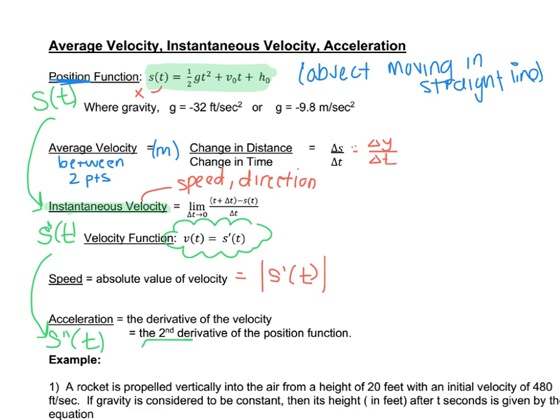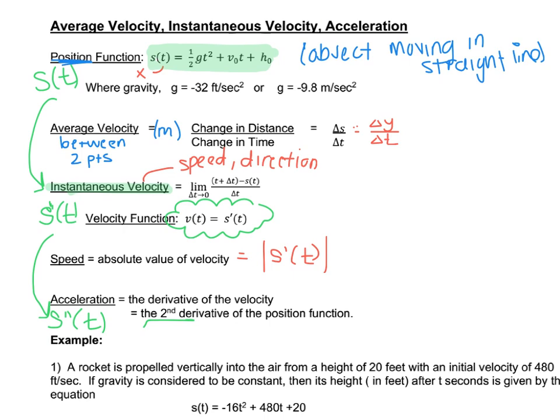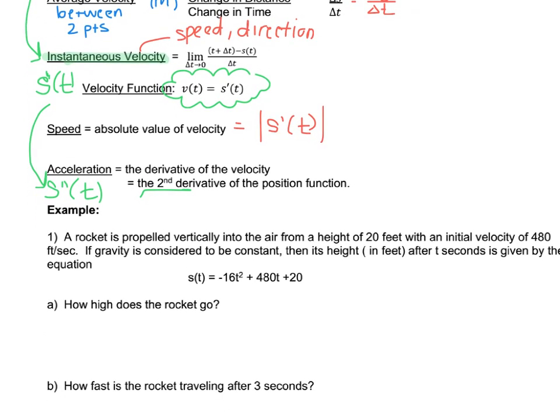Okay, so now that we've talked through this stuff, let's apply it to a problem. And we're going to look back up here at this top half to help us out. A rocket is propelled vertically into the air from a height of 20 feet with an initial velocity of 480 feet per second. That's all the information we need, which gives us this position function, which would tell us how high the rocket is in the air after any amount of time. If gravity is considered to be constant, then its height in feet after t seconds is given by this equation. So that's just rewording what I just said.